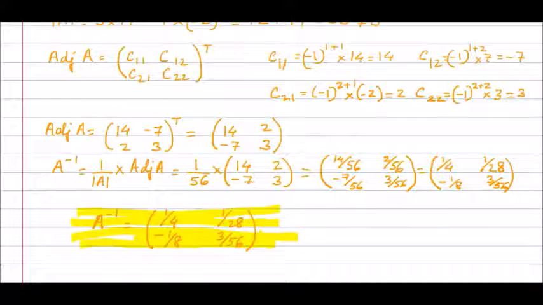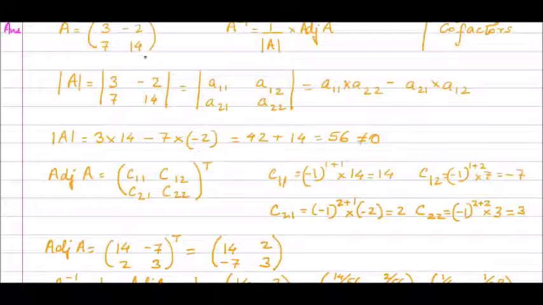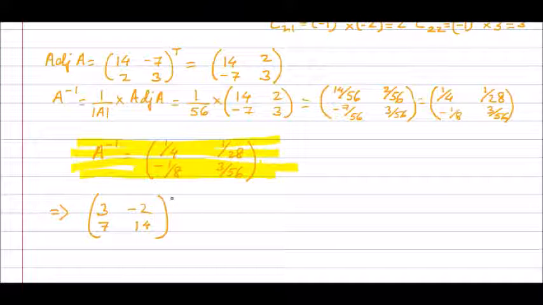Or we can write this as, what was our original matrix? Do you remember that? This is 3 minus 2, 7 and 14. We can write it this way as well. Inverse of 3 minus 2, 7 and 14 is equal to, because in place of A we are writing the matrix, 1 by 4, 1 by 28, minus 1 by 8 and 3 by 56. So this is our answer.